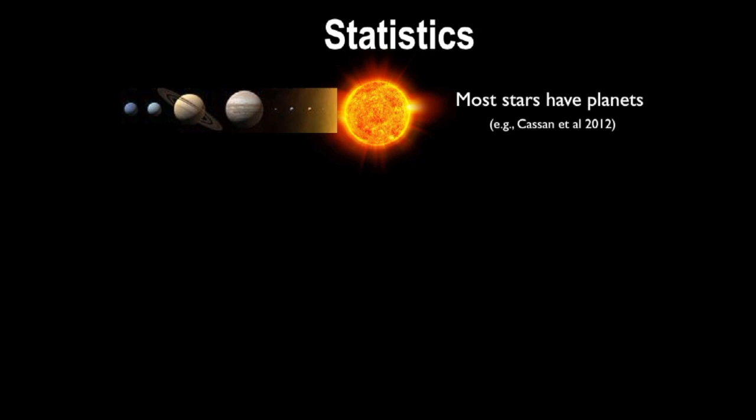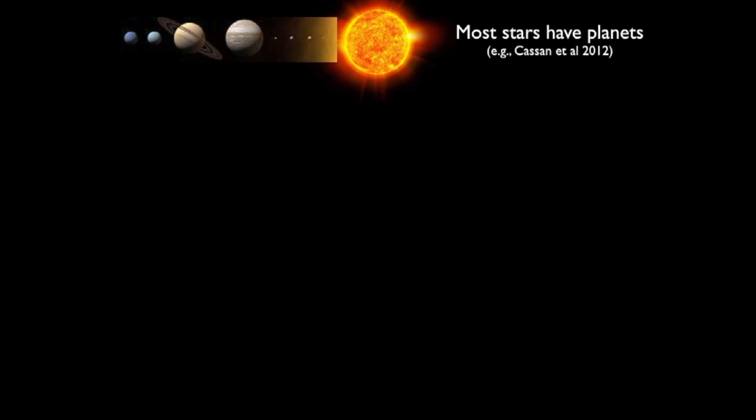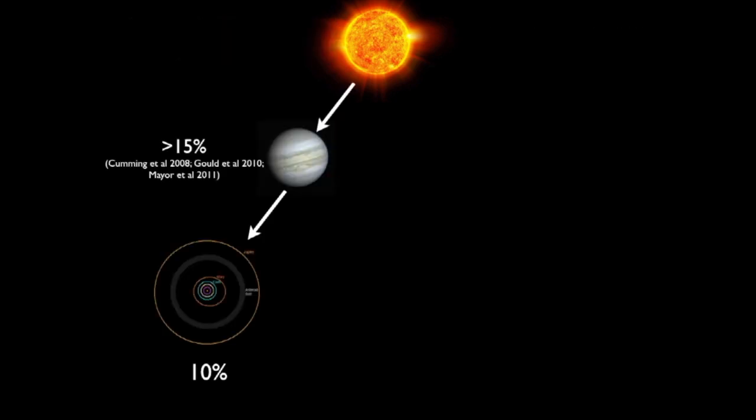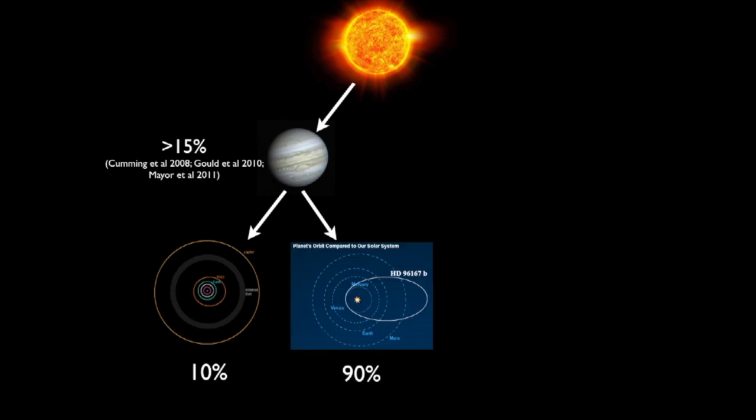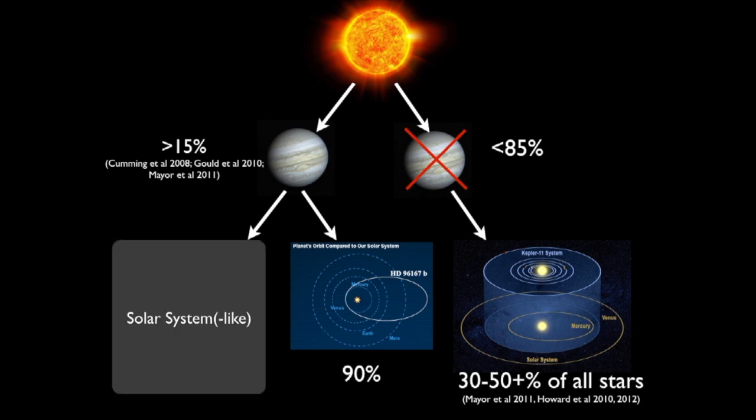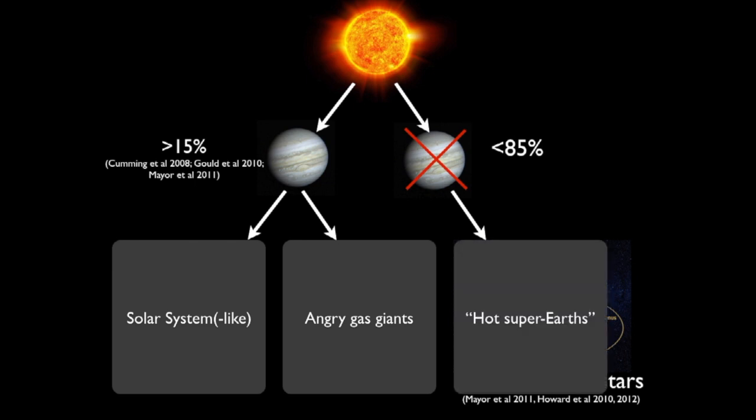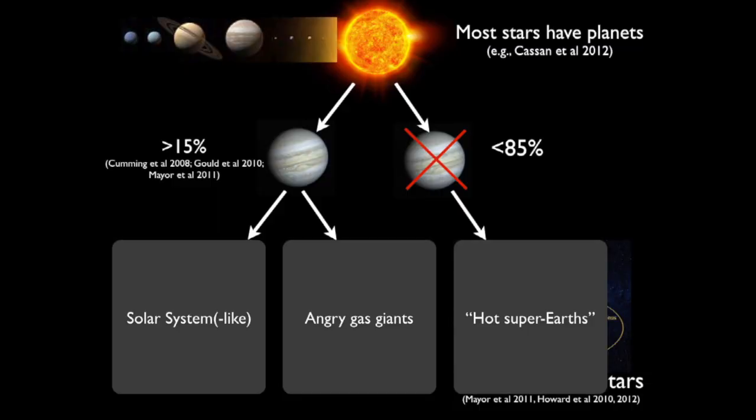So for these systems that have gas giants, that corresponds to about 50% of the stars that we observe, only 10% correspond to solar system-like systems. 90% of them are systems of very eccentric gas giants. For the systems that do not have gas giants, we have what? Super Earths. So maybe 30 to 50% or maybe even more of the Sun-like stars have systems that have super Earths. So these are solar system-like. This should be the hungry gas giants, and this is the hot super Earth.